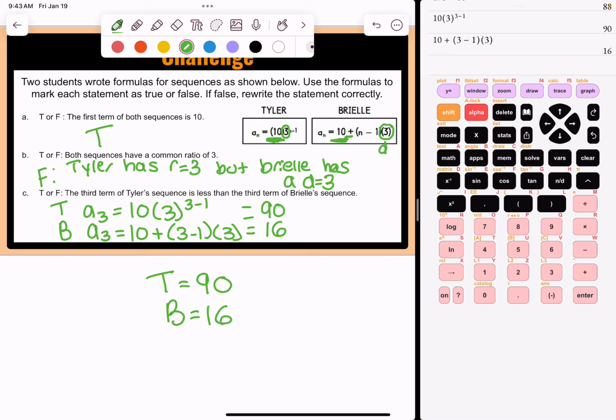They're saying that Tyler's sequence is less than Brielle. That's false. It's that Tyler is greater than Brielle because 90 is greater than 16. So you would actually say that the third term of Tyler's sequence is more than the third term of Brielle's sequence.